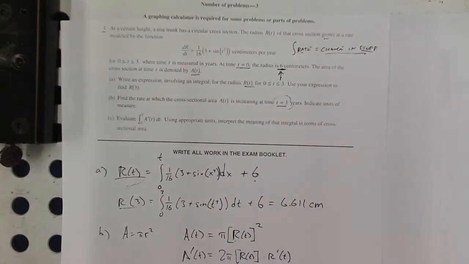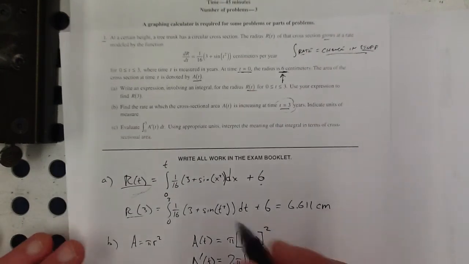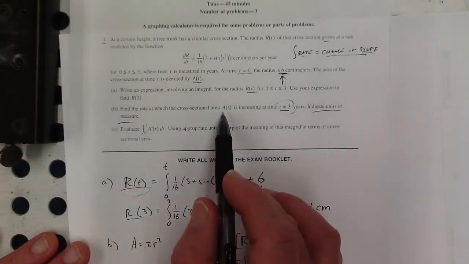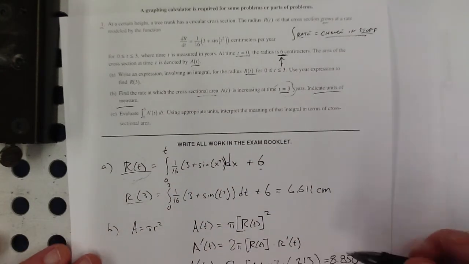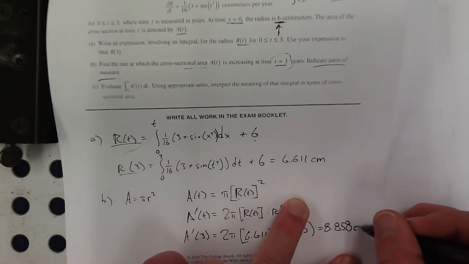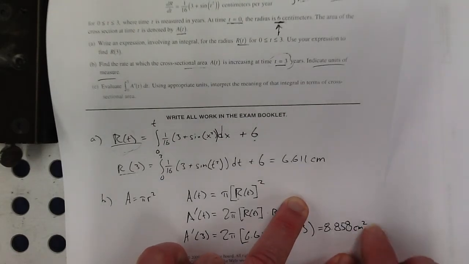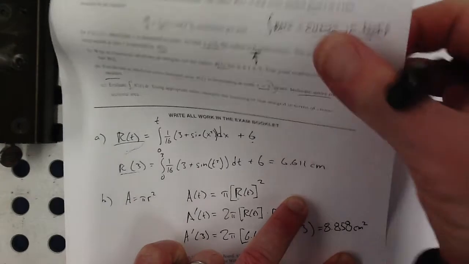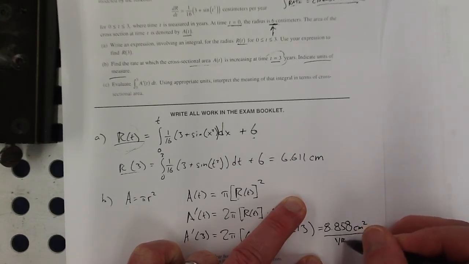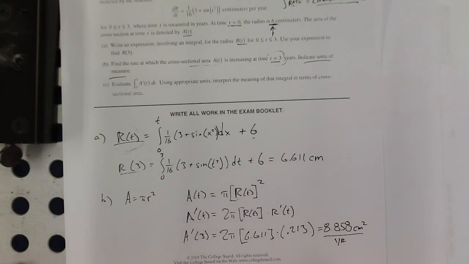Right, and this is the rate that the area is changing at, so we need to indicate units of measure. The area would be measured in square centimeters. Right? Area is always square units, and in this problem centimeters is our measurement of length, and the time is measured in years. So 8.858 square centimeters per year.